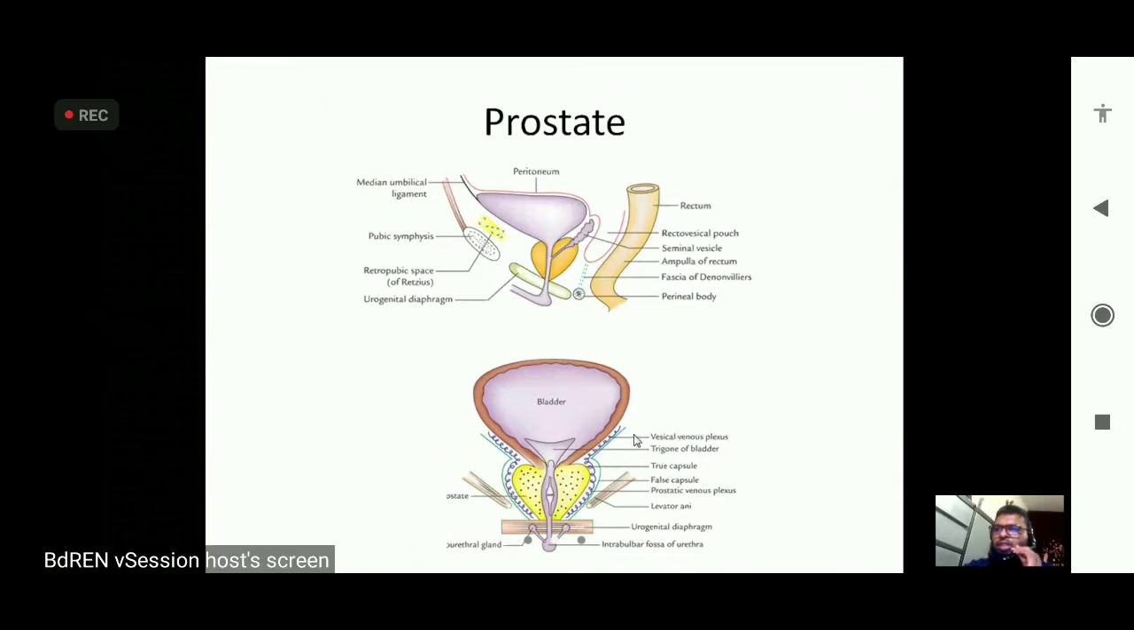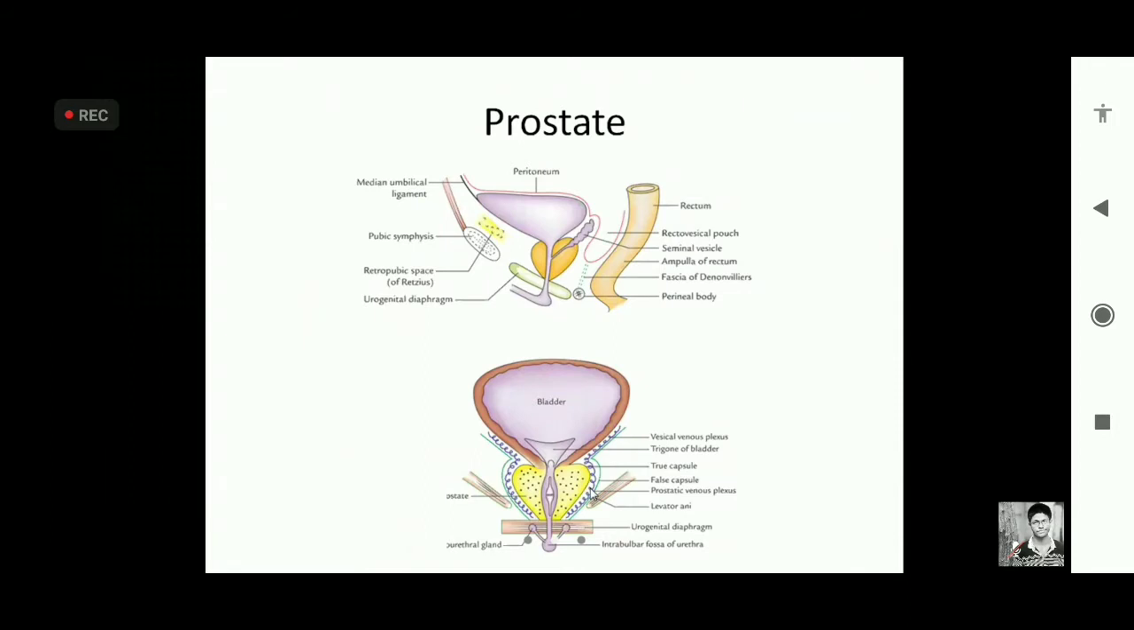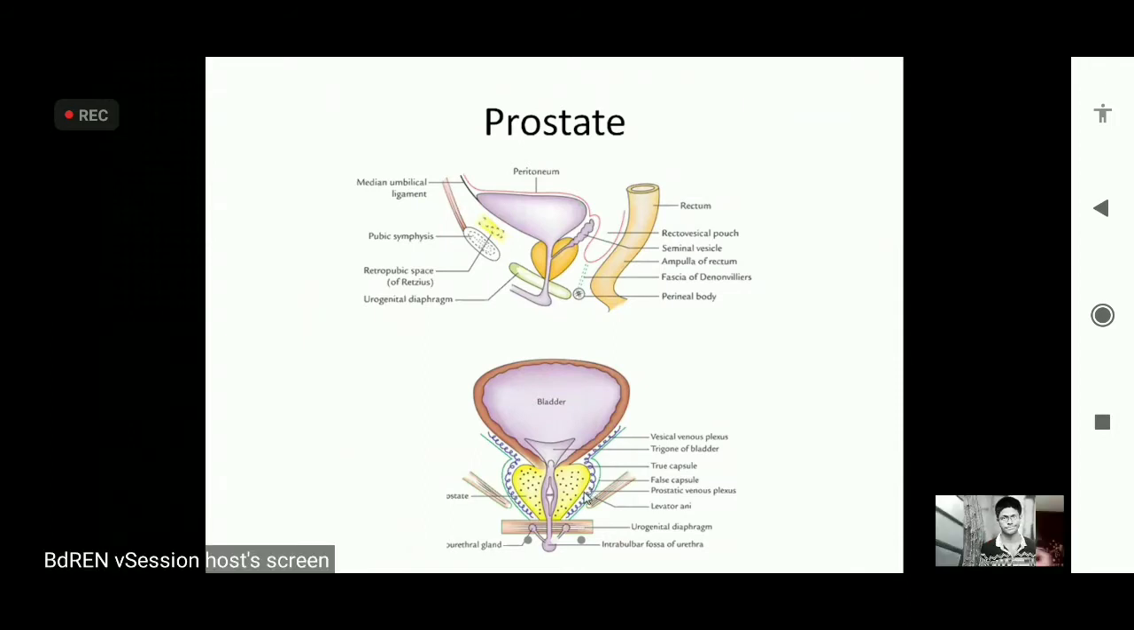You can see from another aspect the true capsule of this glandular structure and a false capsule. The green one is the false capsule, and the deeper one, which encloses the prostate gland, is the true capsule. In between these two capsules is a deeply seated and very profuse venous plexus, between the false capsule and the true capsule.